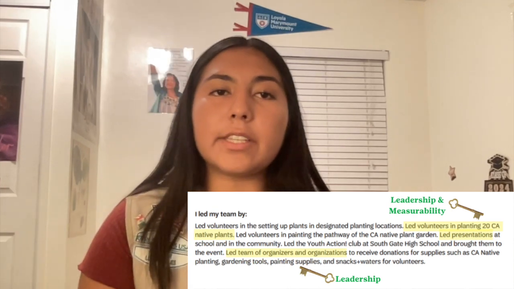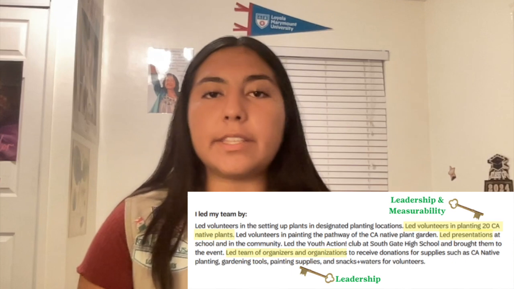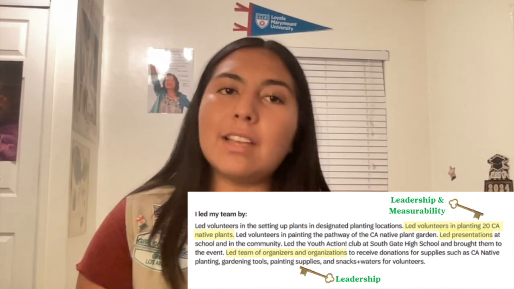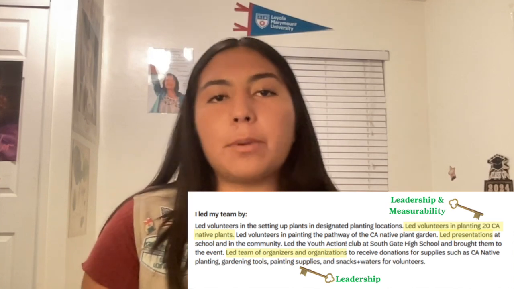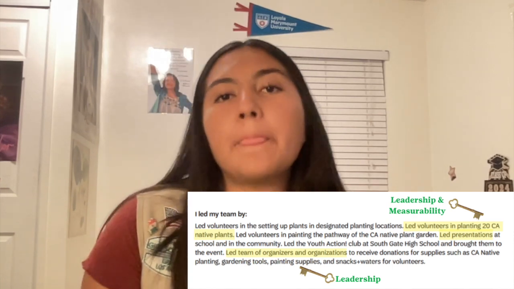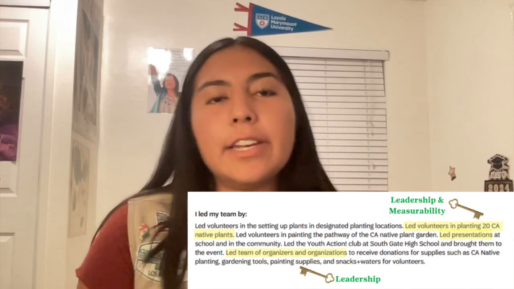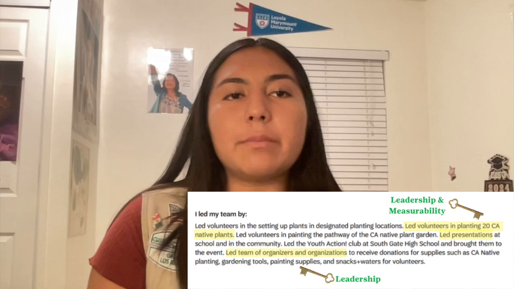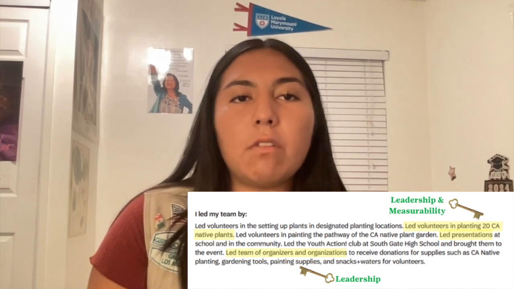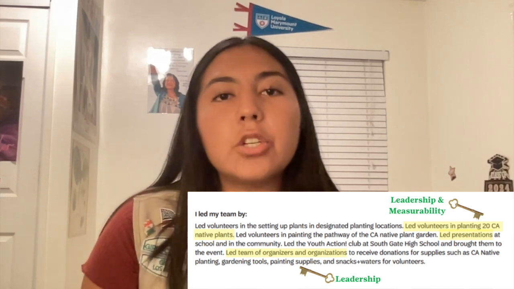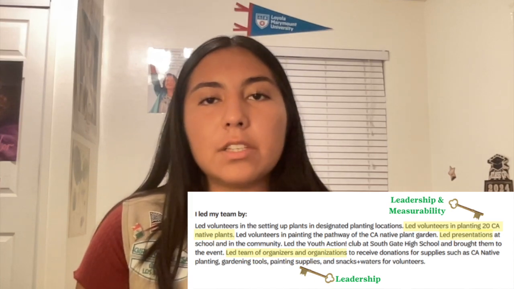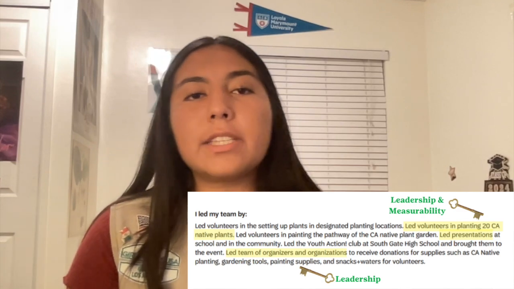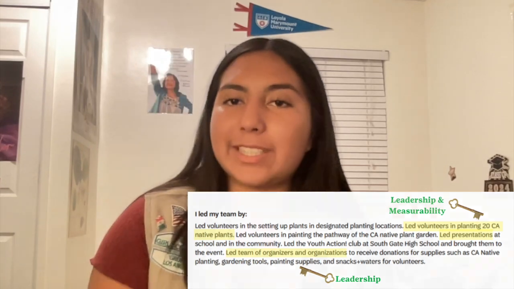I led volunteers in the setting up of plants in designated planting locations, led volunteers in planting 20 California native plants, led volunteers in painting the pathway of the California Native Plant Garden, led presentations at school and in the community, led the Youth Action Club at Southgate High School and brought them to the event, led a team of organizers and organizations to receive donations for supplies such as California native plants, gardening tools, painting supplies, and snacks and waters for volunteers.